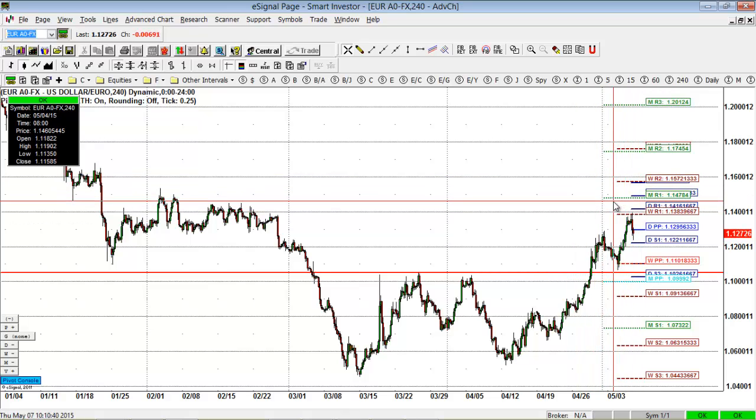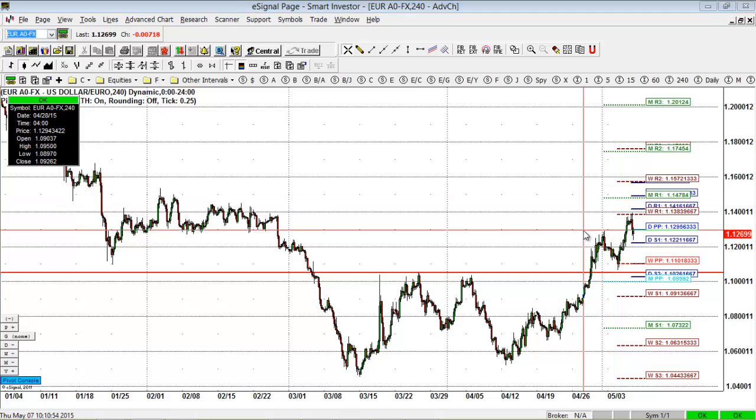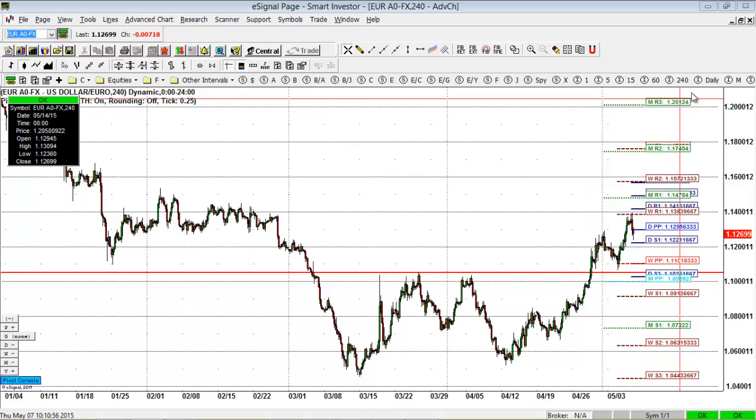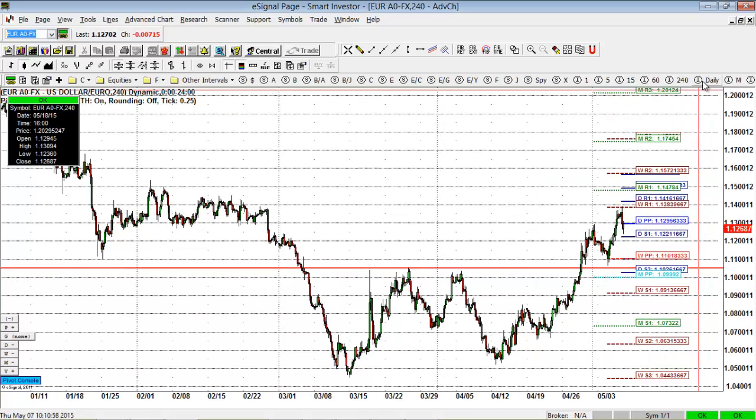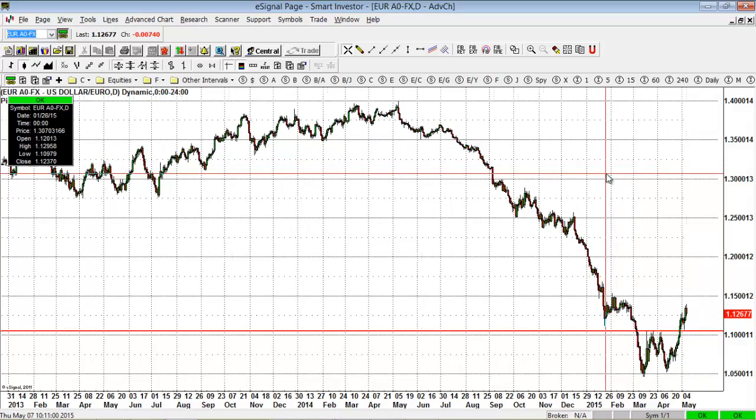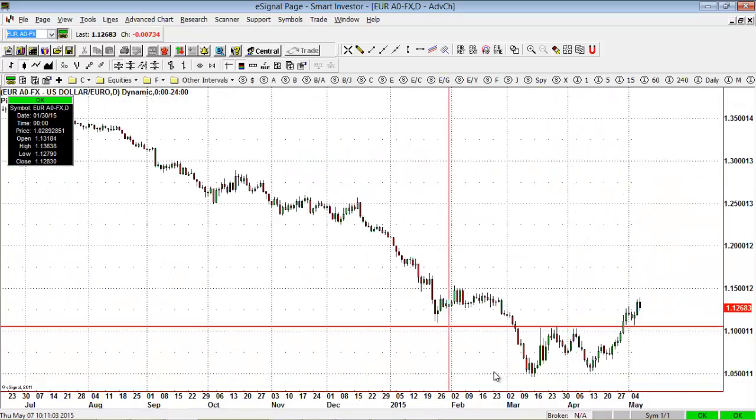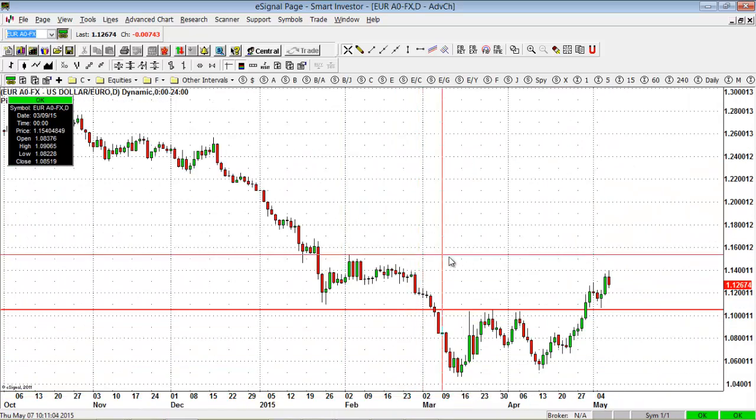Now, looking at another pivot point, we have the monthly pivot point in the euro at 114.78. This entire area, from 113 up to 114.78, could act as resistance in the euro. Remember, we have the non-farm payrolls report tomorrow, and that sometimes sends the market all over the place.